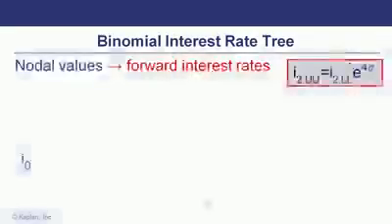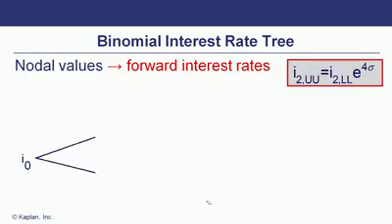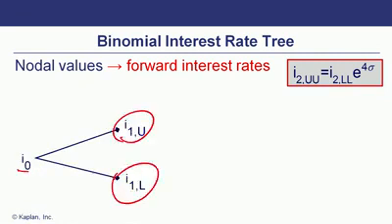So when we look at this, what we're going to be getting is nodal values. Those nodal values are going to be forward rates. So this is the 1-period spot rate today. It's the forward rate, 0 periods from today. That's the same as the spot rate today. And rates can either go up to whatever this rate is and whatever this rate is. Now, be careful to understand what this rate is.